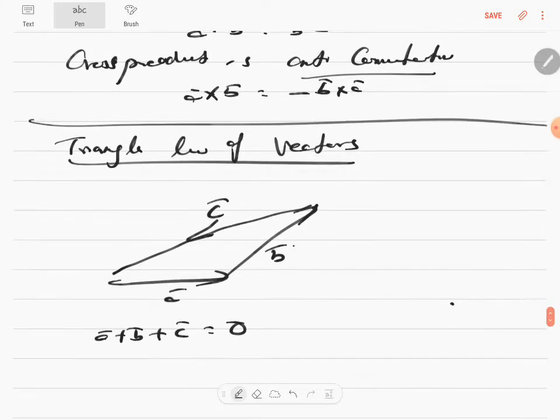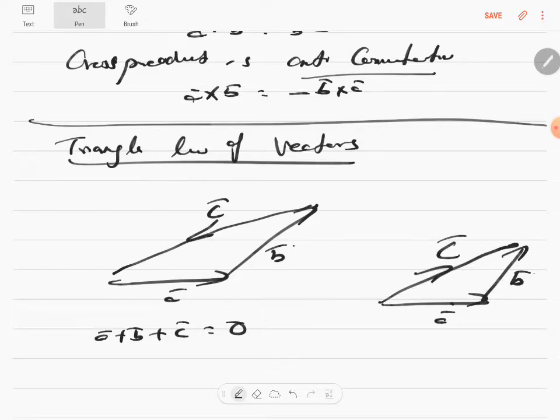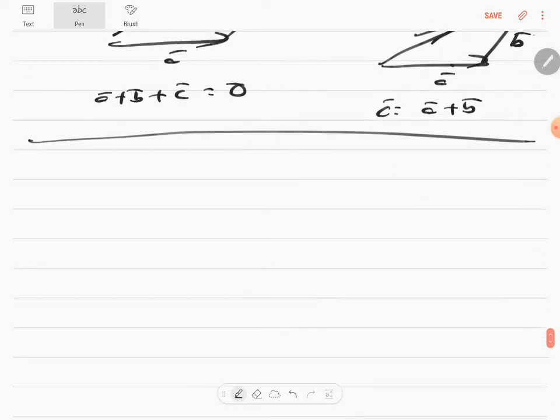Yes. Supposing this is A vector and this is B vector. If this is C vector, in the opposite direction, then you can say C vector is the sum of A plus B. The third side is equal to the sum of the other two sides, provided the third side is in the opposite direction. So this is known as the triangle law of vectors. Are you clear? If it's a polygon also it applies.